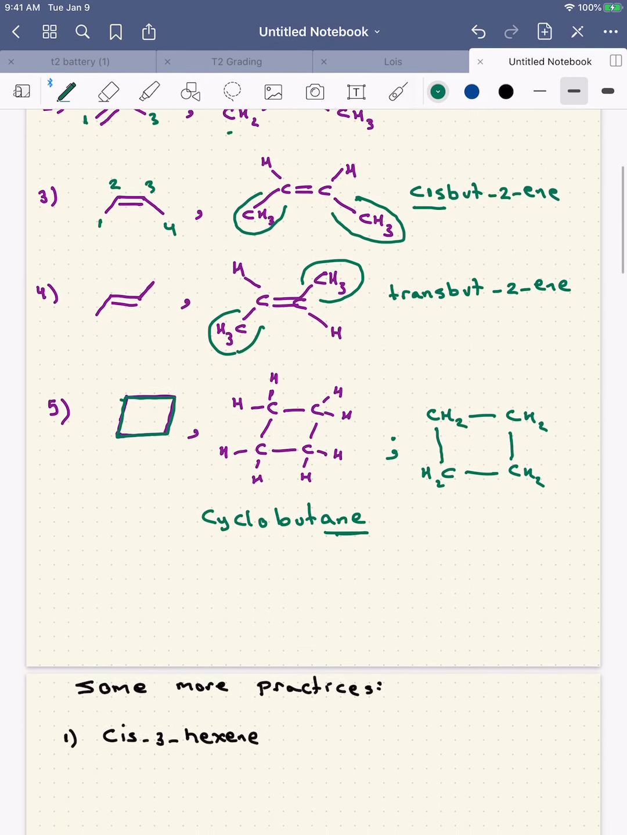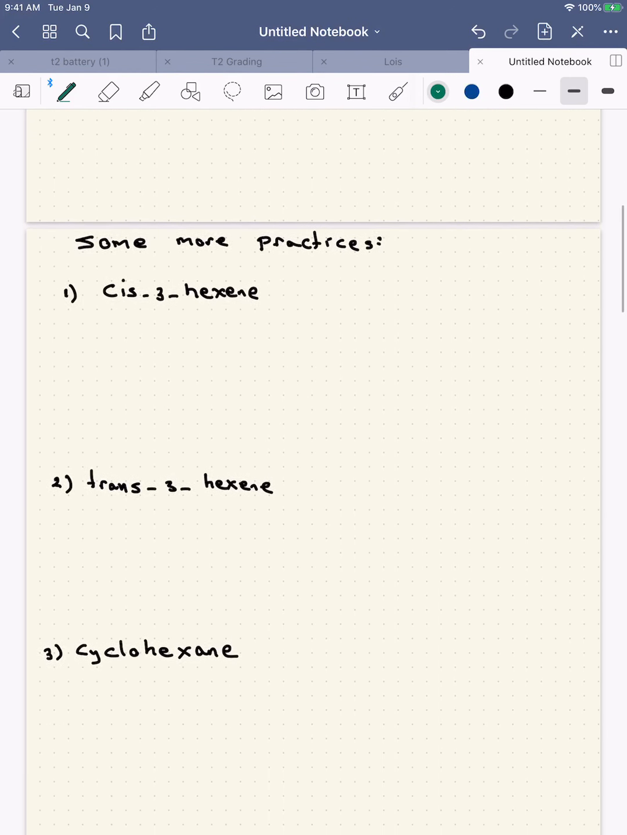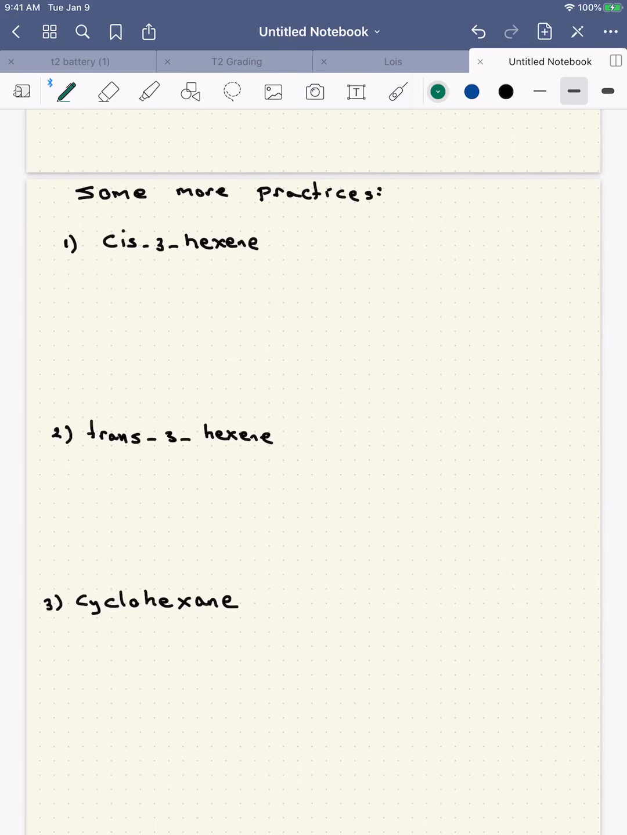Now let's do a little bit more practice. On the next page, I'm giving you some names and then we are going to make the structure. The first one is cis-3-hexene. So the 3 is indicating that's the location of the double bond. So I'm going to put my double bond, and imagine this is carbon 3. Since I know it's cis, they should be on the same side.